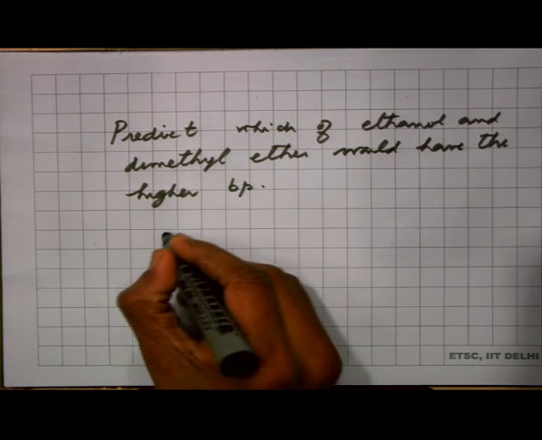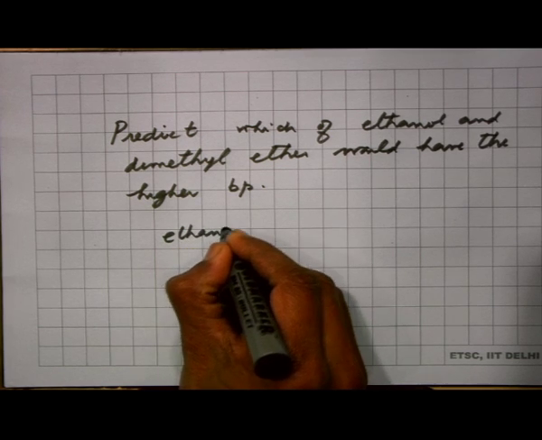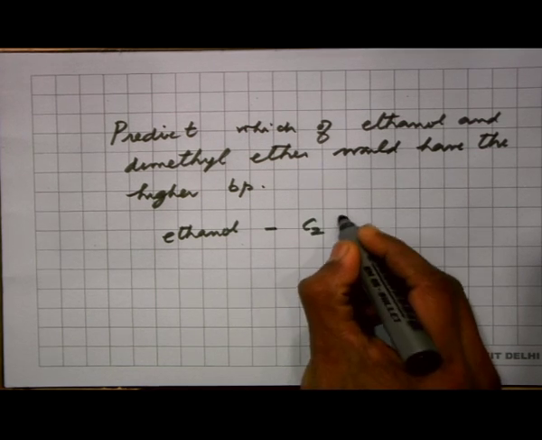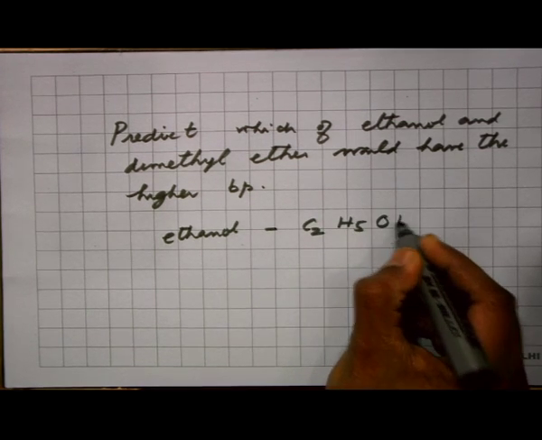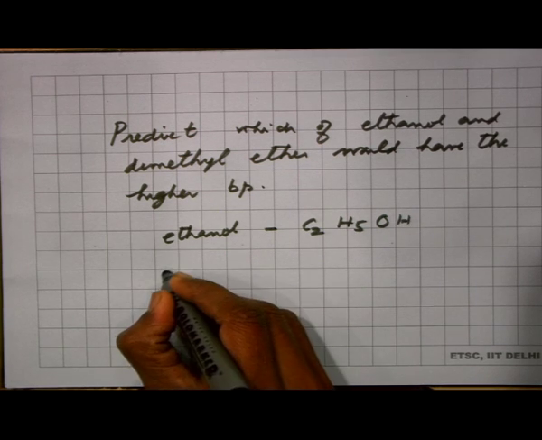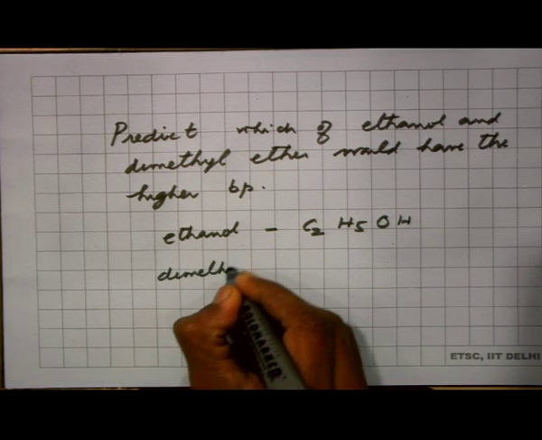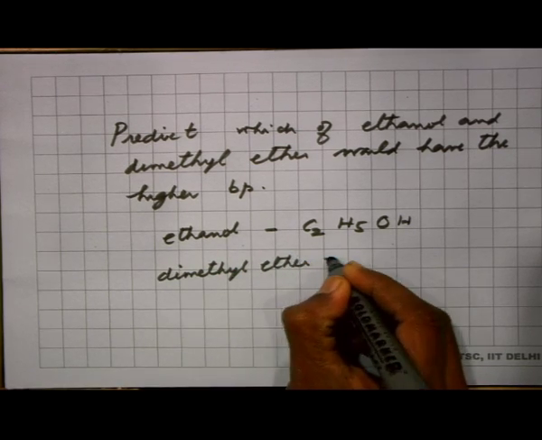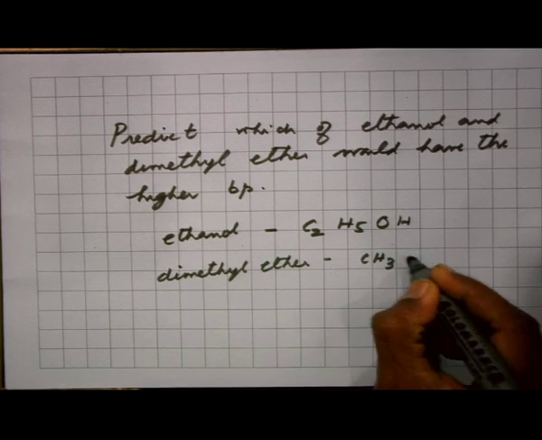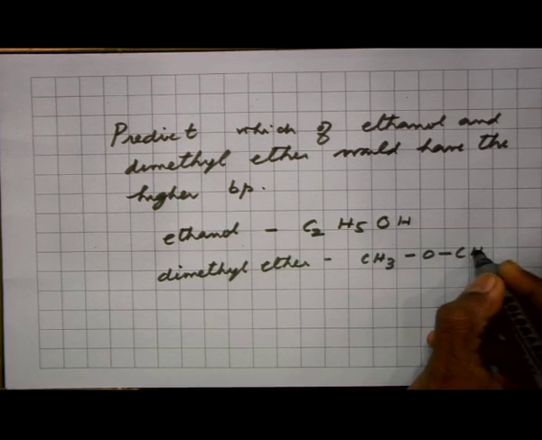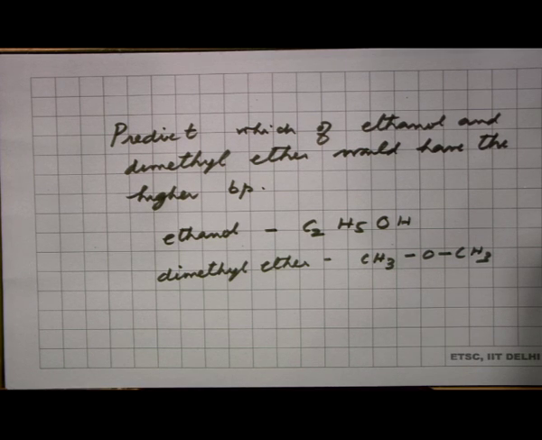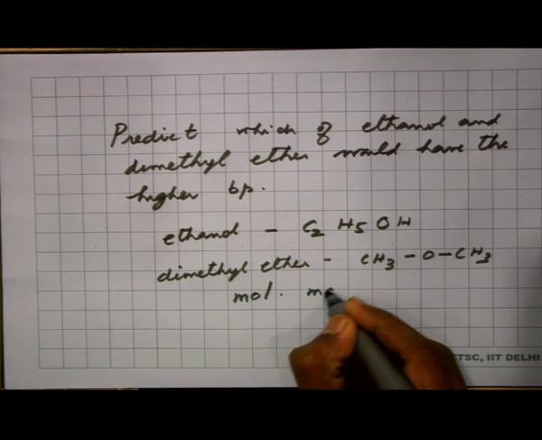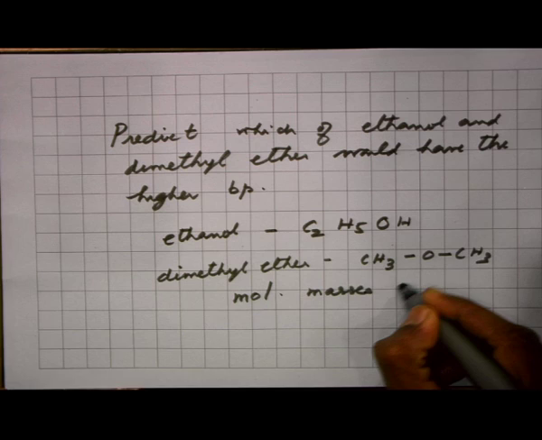So, ethanol is C2H5OH and dimethyl ether is CH3OCH3, which means that the molecular masses, molar masses, are the same.